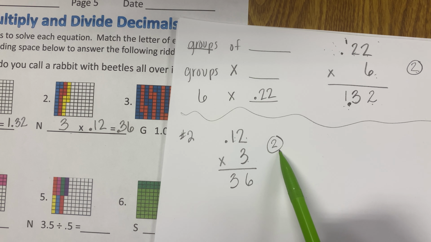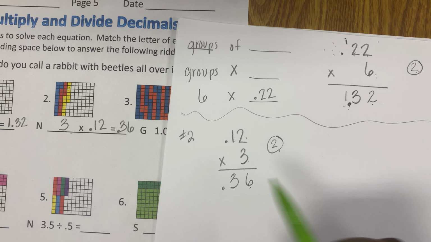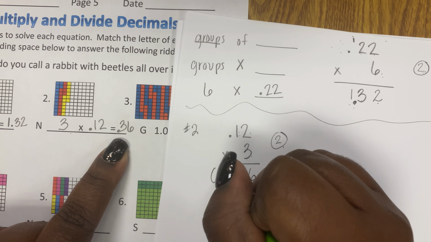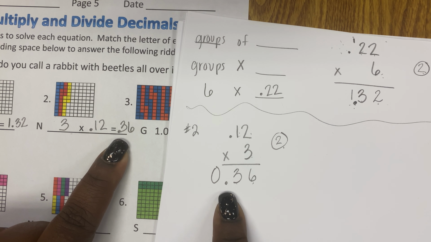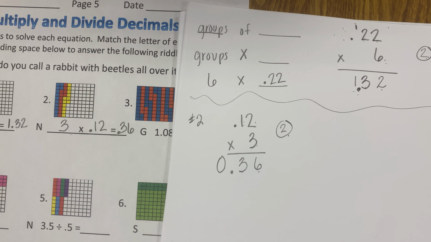We should have a total of 2 places to the right of the decimal. So 1, 2, decimal. 36 hundredths, 36 hundredths. Since there are no wholes, I can put a 0 and say I have 0 and 36 hundredths. They are both the same in value.